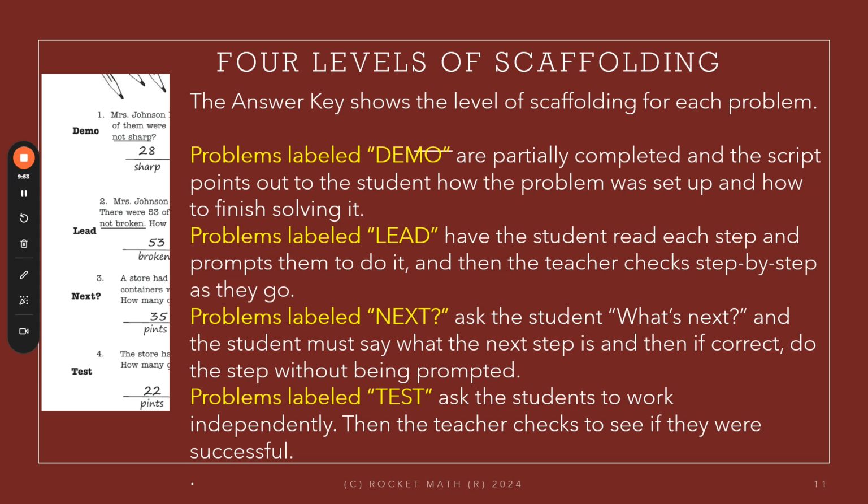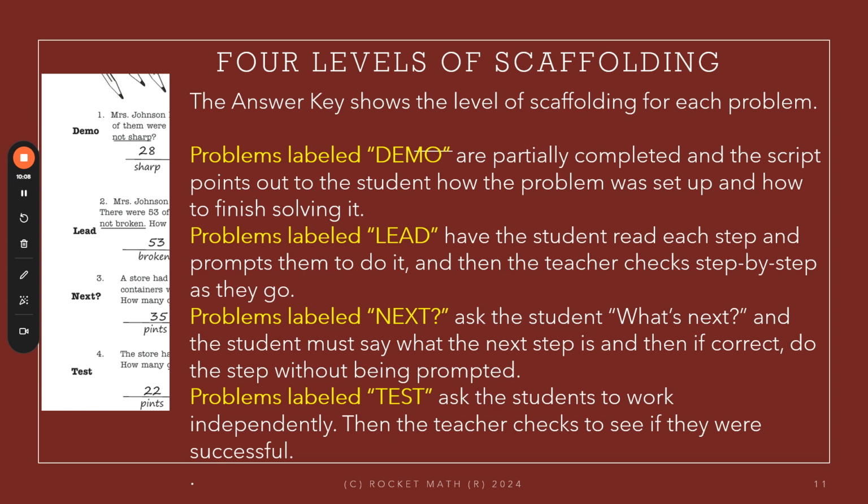Problems labeled lead have the student read each step and prompts them to do it, and then the teacher checks step by step as they go. This is going to be error-free learning, where no one goes on until everyone has it correct.